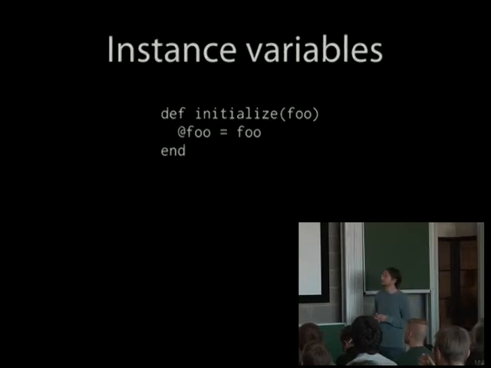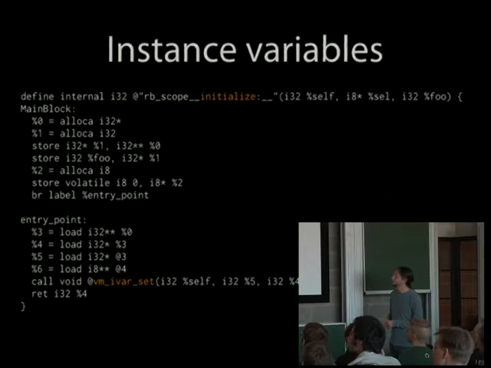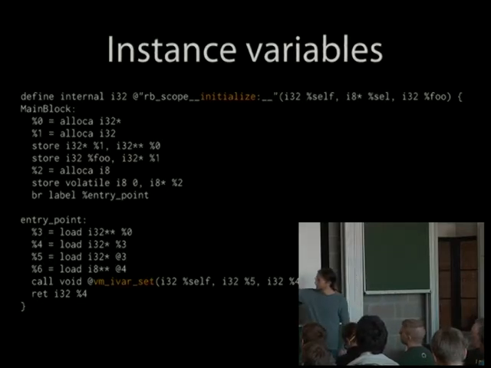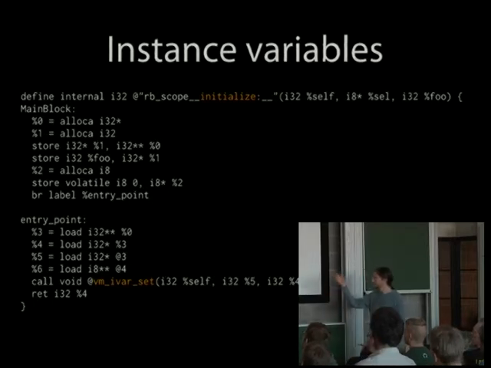So as an example, this is how we compile an instance variable. Here we have a constructor, and we set an instance variable foo to something we receive as an argument. And we're going to generate this code, basically the initialize method. But what you really need to keep in mind is that at the very end, we generate a call to vm_ivar_set, which is our primitive for instance variable set. And we provide a bunch of arguments, which are not very interesting here. But anyway, this is where we're going to set our instance variable.